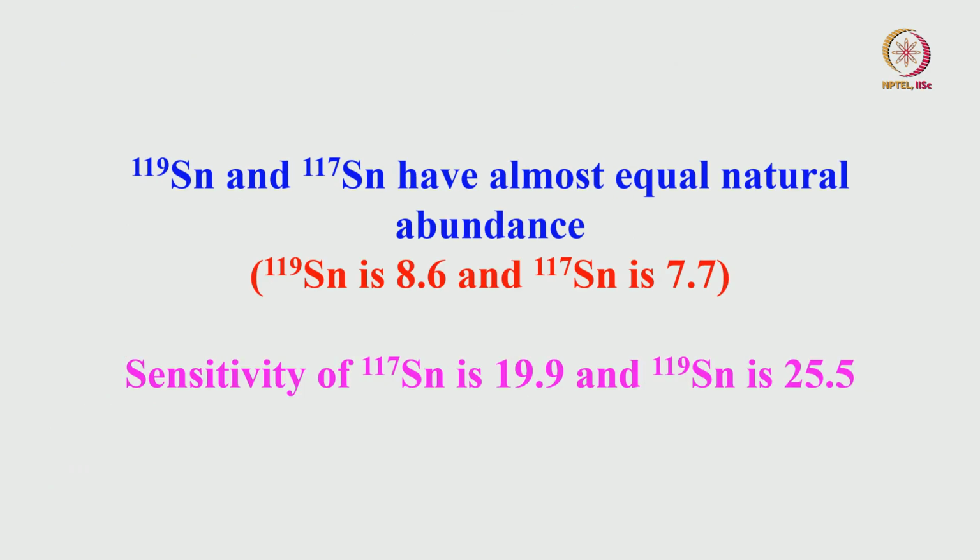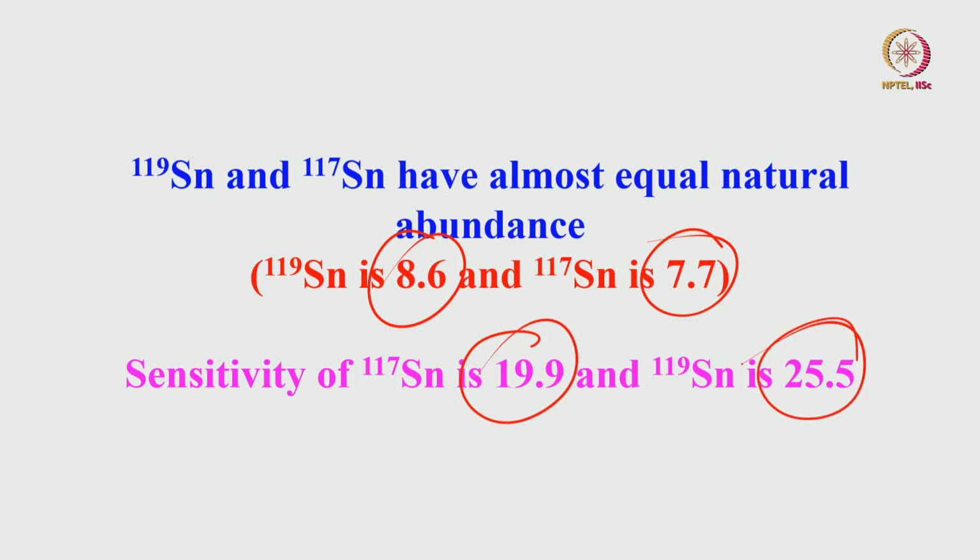And 119 and 117 have almost equal natural abundance. Very interesting, you see: almost 7.7 and 8.6, take both as equal abundance, about 8. Sensitivity of 117 is 19.9, about 20, and this is 26. These are all pieces of information to analyze the tin NMR spectra.